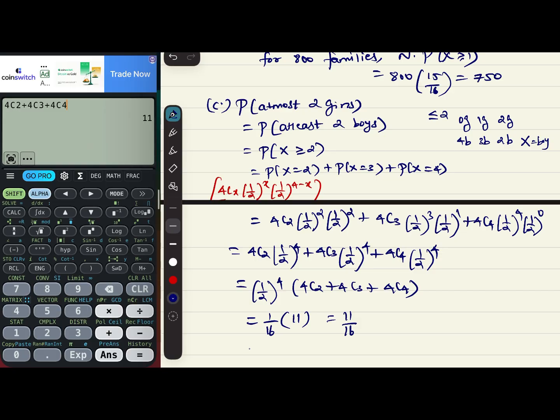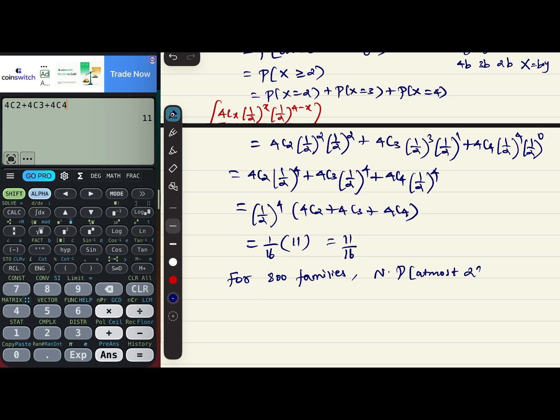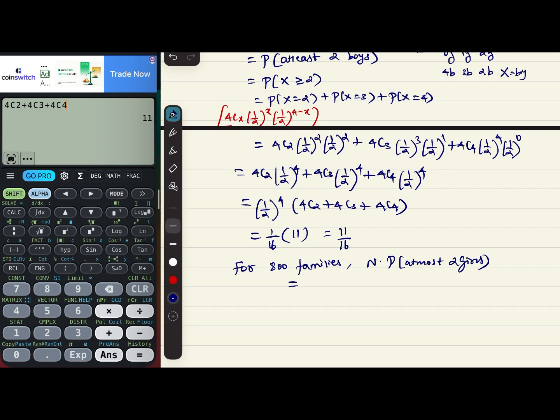So this is for 800 families. What will be the answer? For one family, you got the answer. So it is n into probability of at most two girls. What is n here? 800 into 11 by 16. So just multiply this. You got the answer, right?